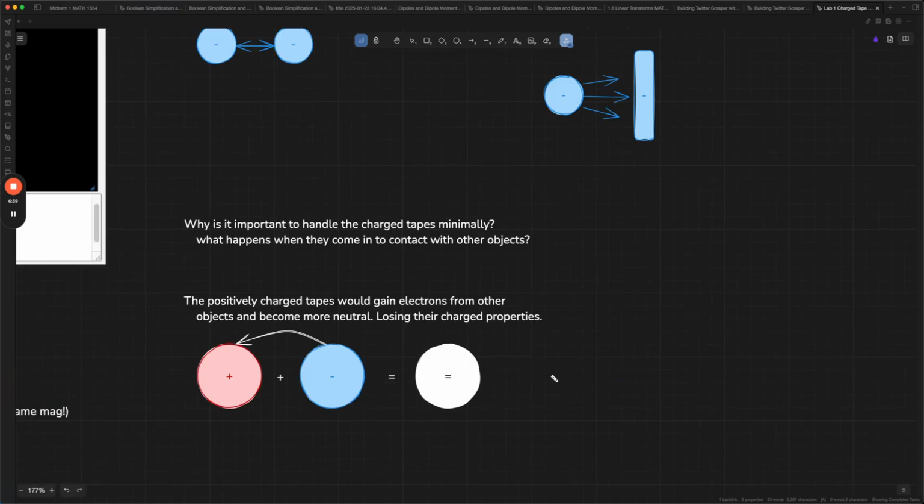Another salient question is why it even is important to handle the tapes so carefully as we had to during the lab. Positively charged tapes are in a deficit of electrons, and when they come in contact with other charged objects or even neutral objects, they will gain electrons from them and become more neutral, thus losing their charge behavior.